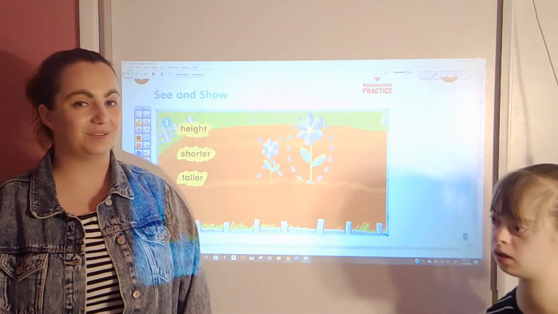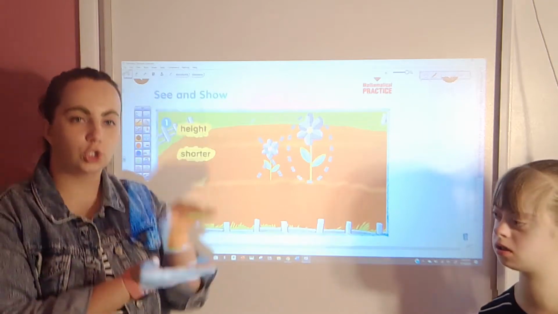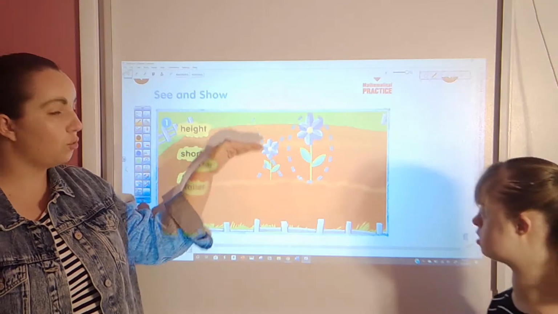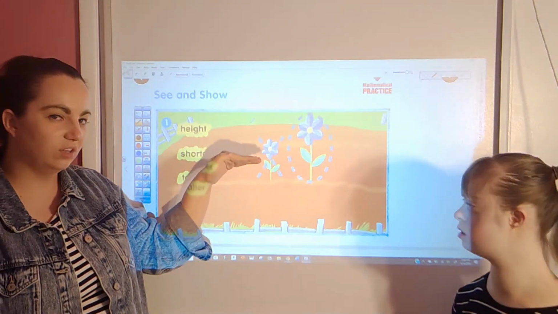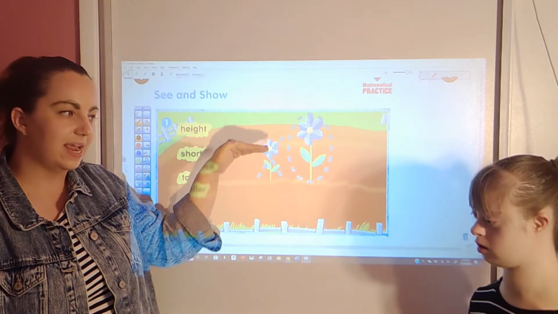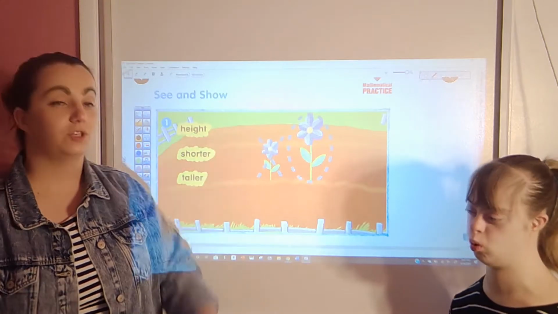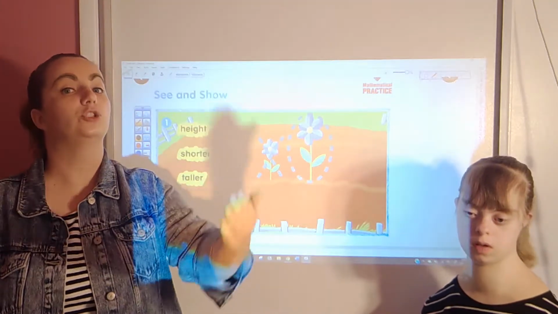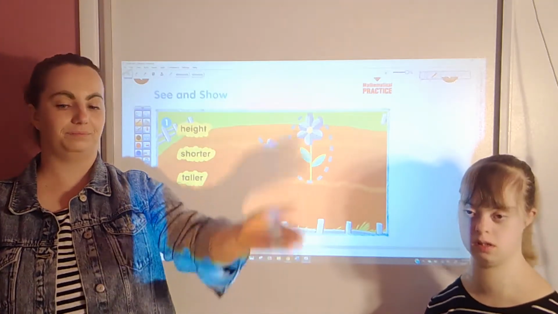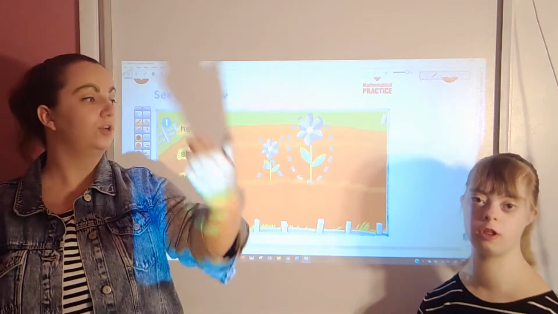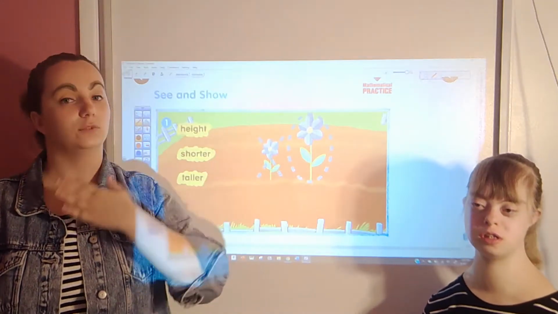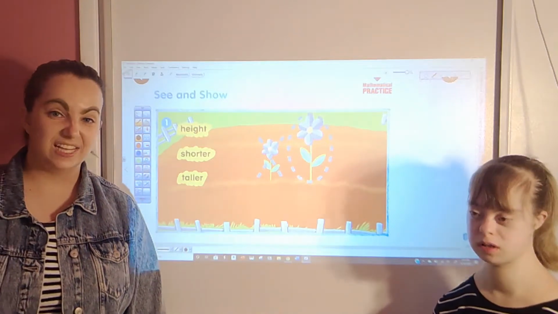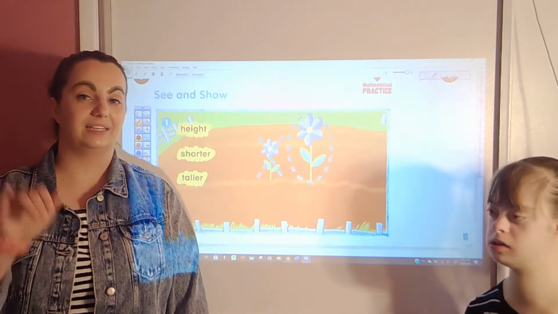Another word we'll need to be comfortable with is shorter. Okay? This flower is shorter. It's not as tall. Not as much height to it. It's shorter. So I'm going to say shorter. Then I'm going to ask you to say shorter. Ready? Shorter. Shorter. Good. One more time. Shorter. Shorter. Good.